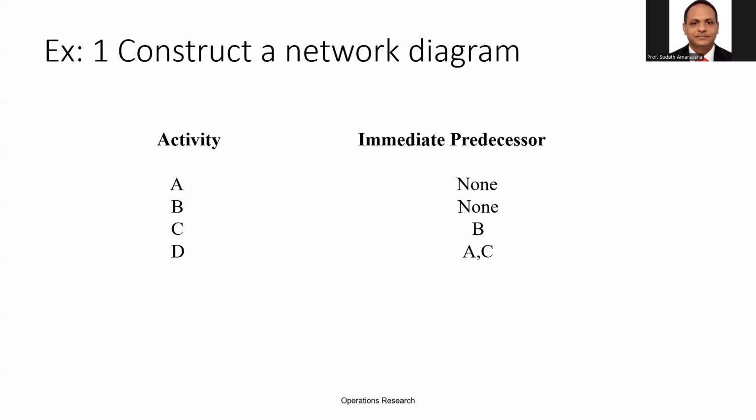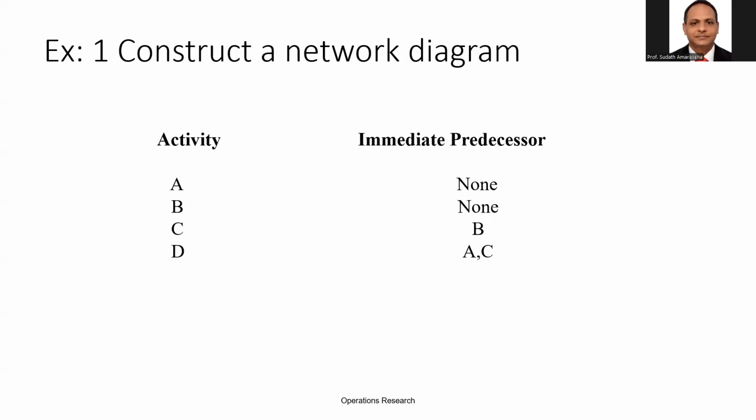Now, in this example, activity A has no immediate predecessor, none. It means without completing anything, you can start A. You know, some activities we can start without completing anything. If you want to make the plan, yes, you can draw the plan, right? It's not dependent on any other activity. If you have a land, then you can make the plan.